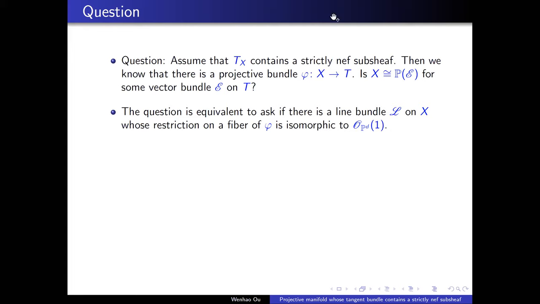But you expect that, so is there some examples or some counterexamples if we remove the locally free condition? Optimistically, I expect we still have this projective bundle structure, just like the case of the theorem of Andreatta and Wisniewski: any ample, not necessarily locally free, subsheaf of the tangent bundle implies that the variety is P^n. So I expect the same analogous conclusion. Even if we assume this F is locally free, we still don't know whether there is some line bundle which is of relative degree one over the base.